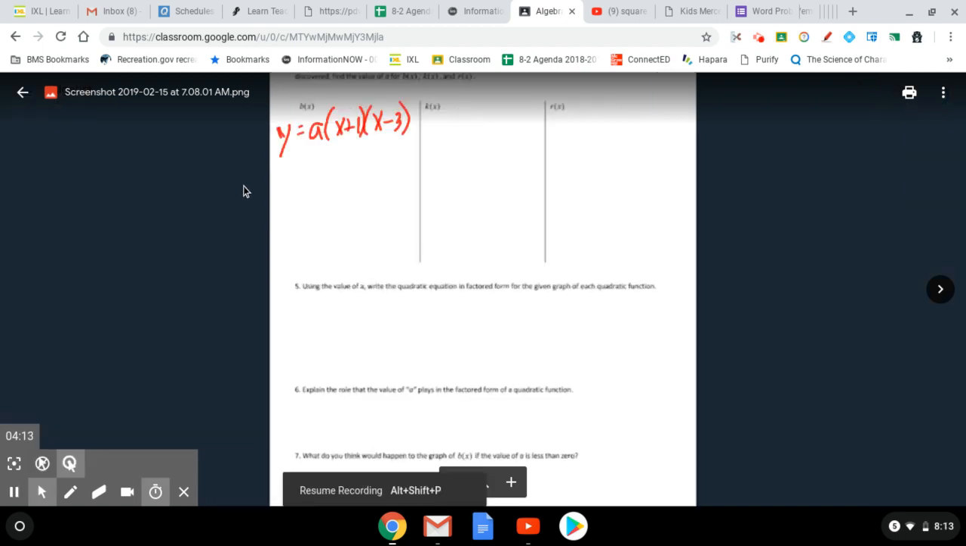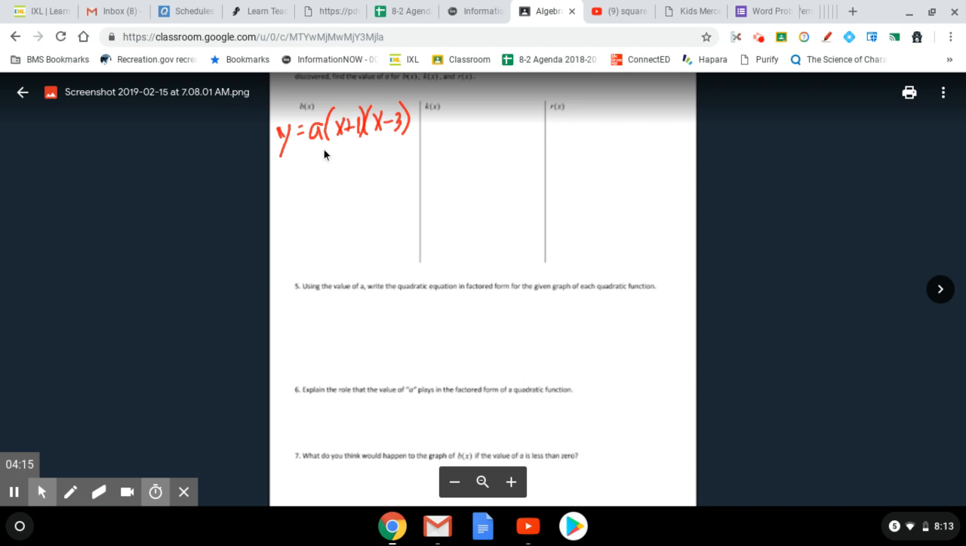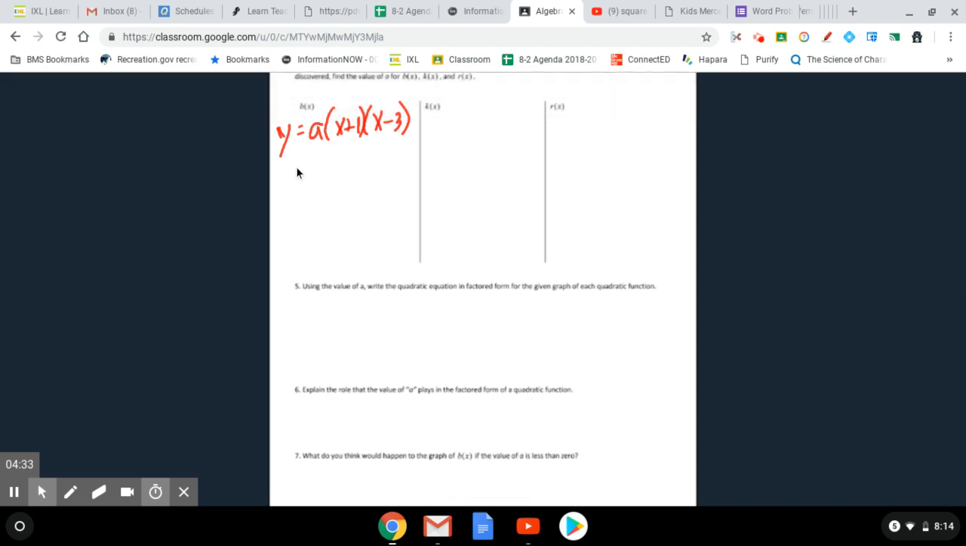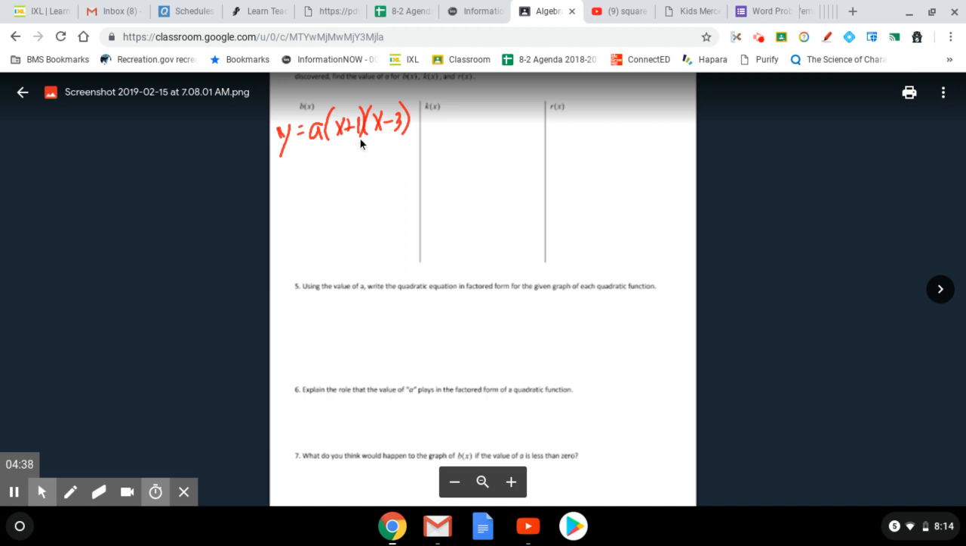So this is what it would look like when I just plugged in the linear factors. Okay, and this is for b of x. Okay, y equals a times x plus 1 times x minus 3. Now, I also have to plug in the vertex. Well, the vertex gives me an x value and a y value. Okay, so I'm going to plug the x in for both of those, and I'm going to plug the y value in for the y value.